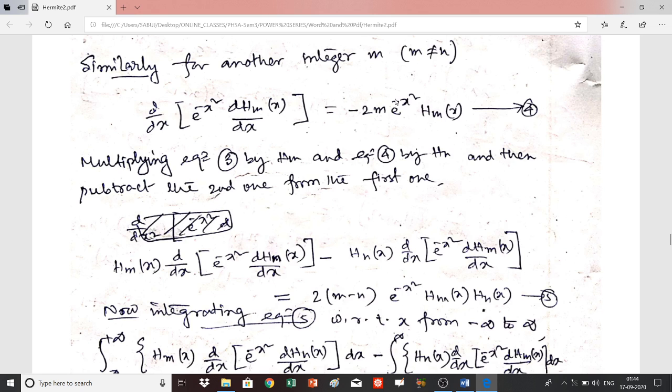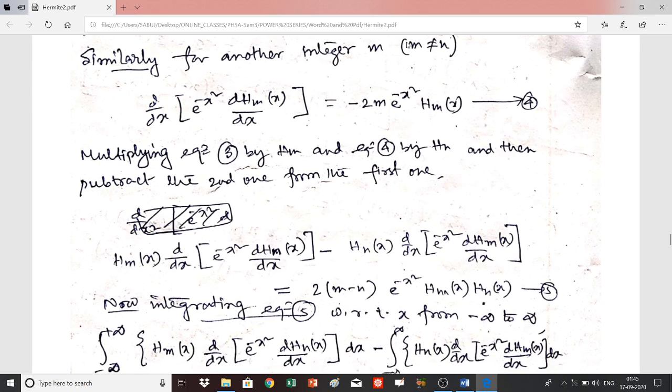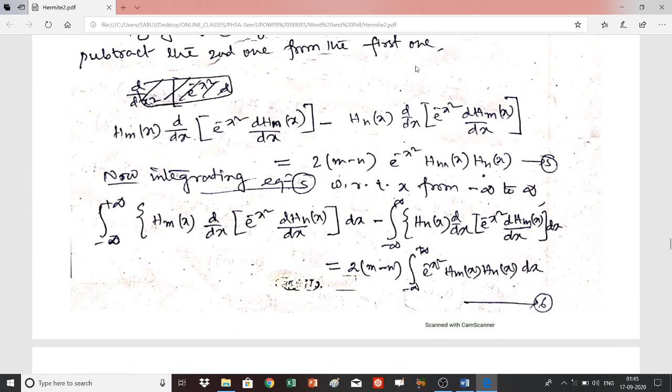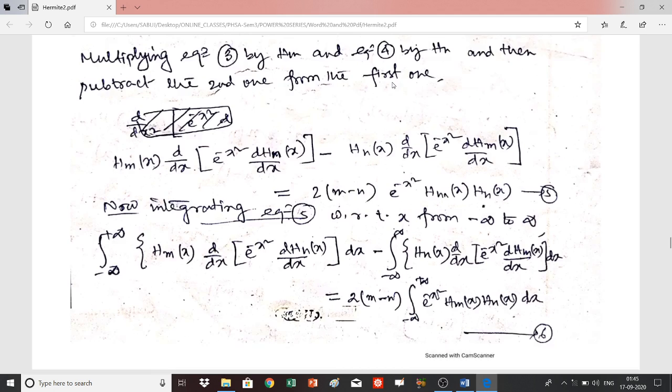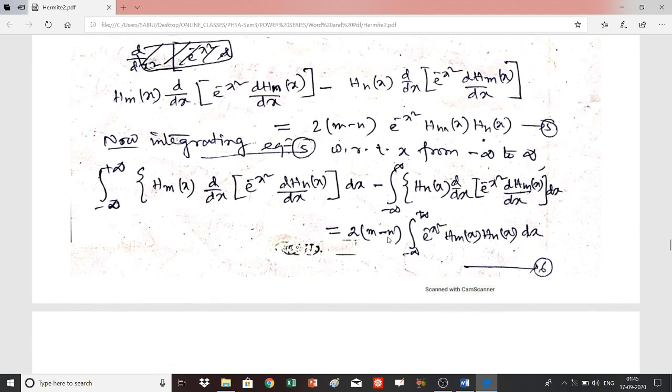So if you substitute this from the first one, this will give you 2 into (m minus n) minus 2 into (m minus n) e to the minus x square Hm(x) Hn(x). This is equation 5. Now just integrate this equation with respect to x from minus infinity to plus infinity.